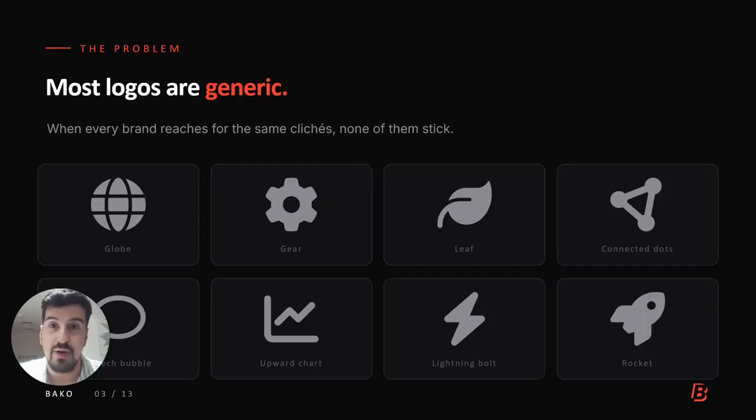Most logos are generic, and it's because of one simple reason. They just use the same icons over and over again, and everyone's copying each other, and they're not trying to stand out. Most businesses in the niche are just using the same icons over and over again.